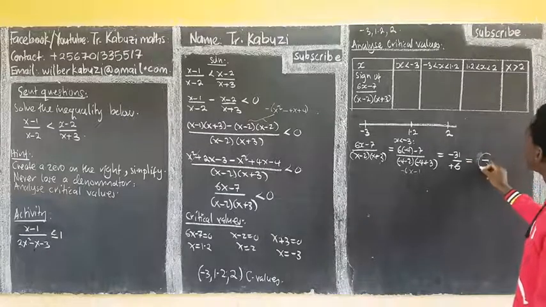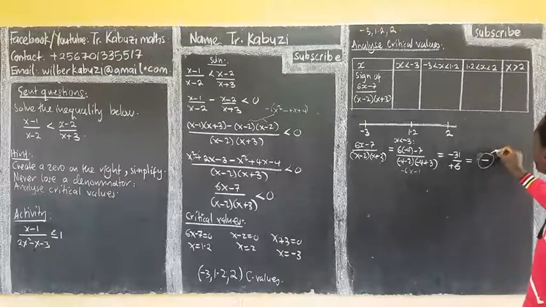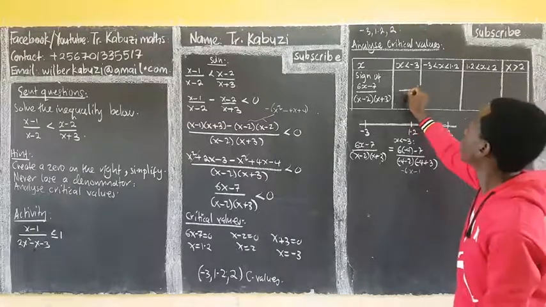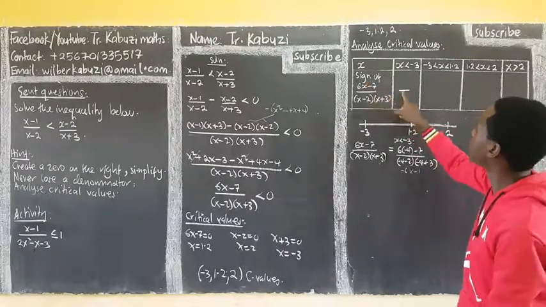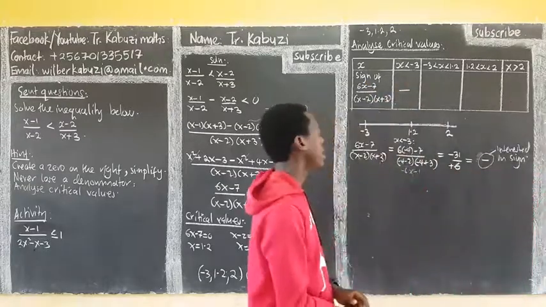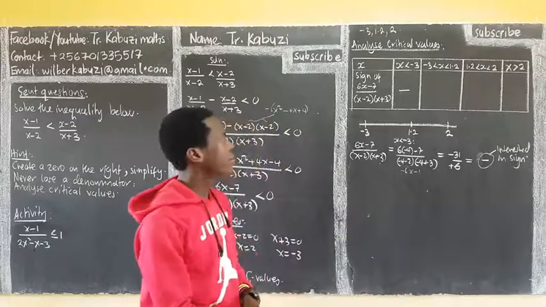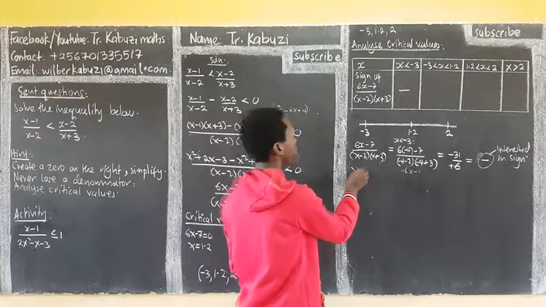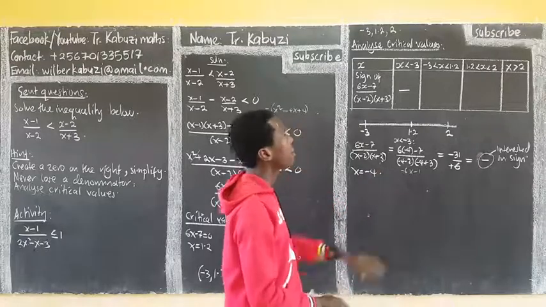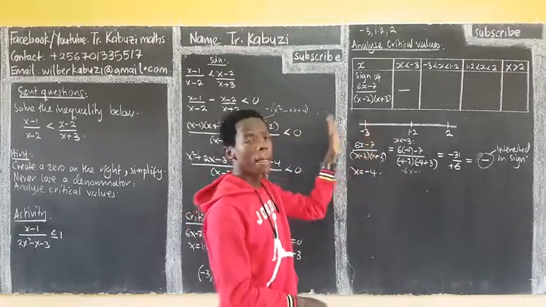You're interested in the sign. That's why the sign of this is negative for x below negative 3, as we've treated it there. So I use the value of x equal to negative 4. That's what we have, because it's the value below.